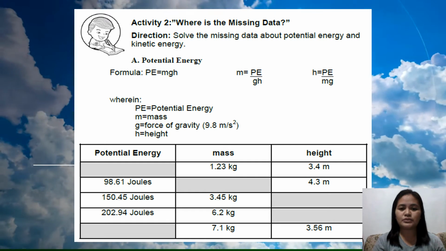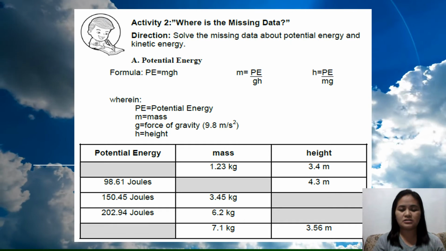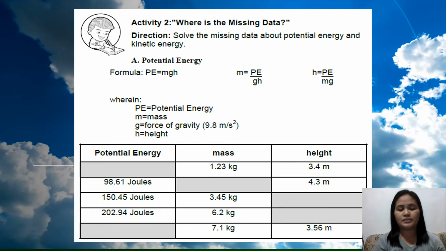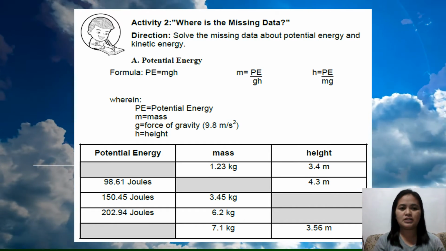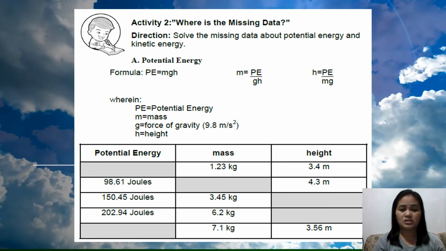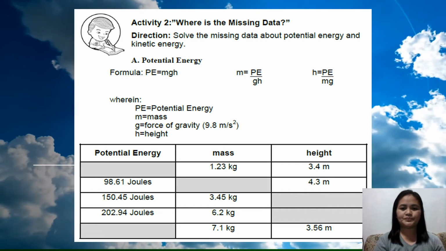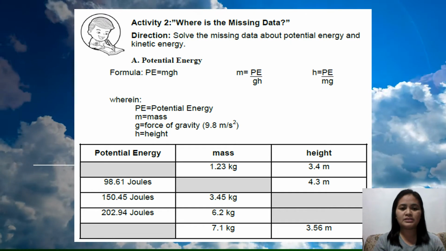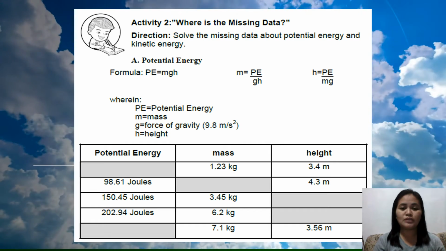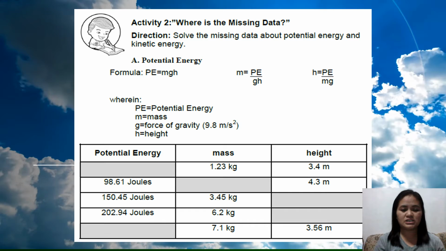I-divide mo daw si potential energy kay GH. PE over. Pag sinabing over, what is the operation involved? Division. So, PE divided by G times H. So, bago mo i-divide si potential energy, i-multiply mo muna si G at H.